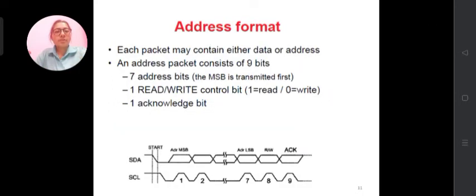Address format. Each packet may contain either data or address. An address packet consists of 9 bits: 7 address bits, with the most significant bit transmitted first, 1 read/write control bit, where 1 is for read and 0 is for write, and 1 acknowledgement bit.